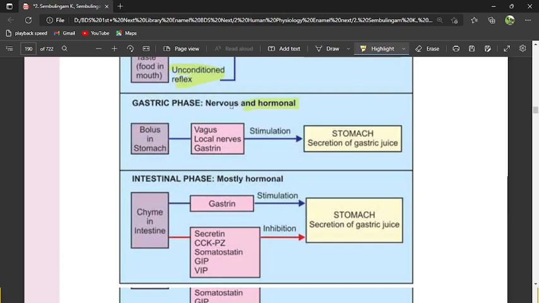Next is the gastric phase. The gastric phase is nervous and hormonal, right. What happens: the bolus is entering your stomach. So gastric phase means inside your stomach, okay. When the bolus from the esophagus has entered the stomach, it should mix with the hydrochloric acid, right. So it also gives its supply to the vagus nerve, and there are local nerves, and there is gastrin, and it also stimulates the stomach to form gastric juice, okay.